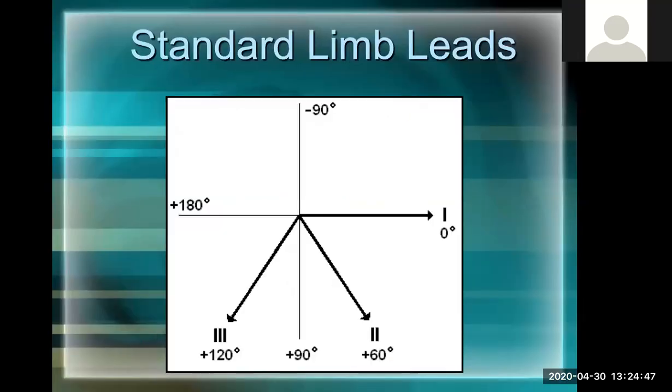Okay. Now, it's important to remember that the limb leads look at the heart in the vertical plane at certain angles, and these are the angles we use to measure the axis. Lead one is used as a reference because it's connected to the right arm and left arm and measured from the left arm. So it's actually at zero angle.